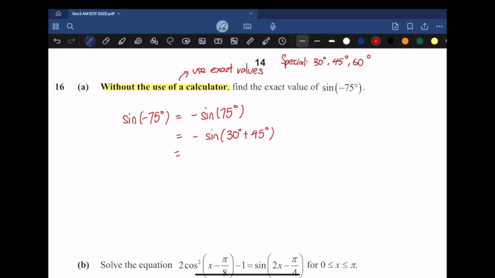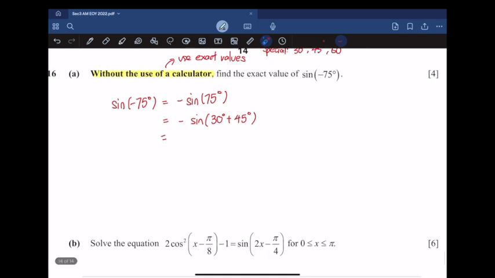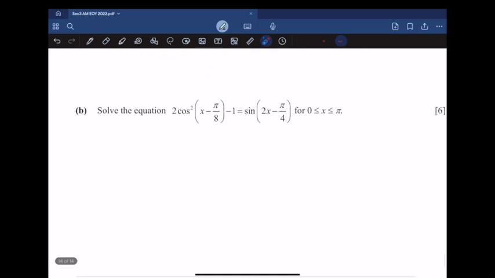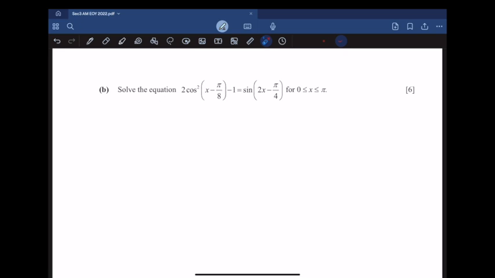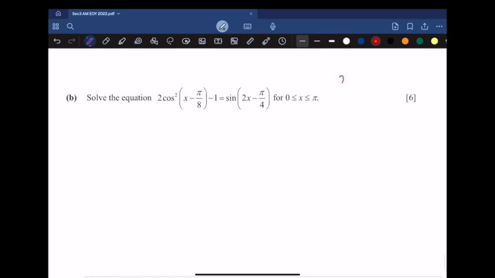Then from there you just need to apply your addition formula to expand this out, and then you should be able to get the exact value. So I won't go through this part. This is very straightforward. For 16 part B, solve the equation here. What you just need to realize is that this is a special identity, 2 cosine squared of x minus pi over 8, minus 1. You notice that this angle here is half of this angle. So if you recall your special identity, 2 cosine squared a minus 1 is equal to cosine 2a.